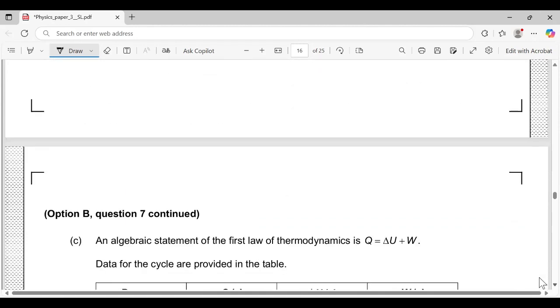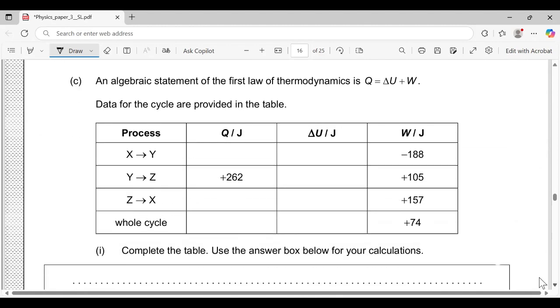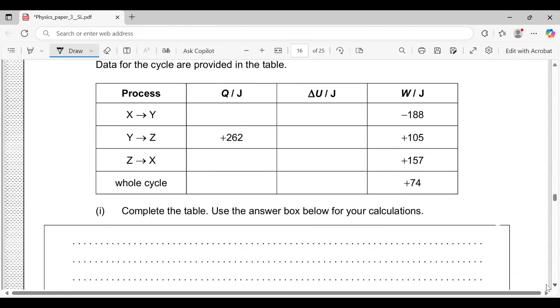Next question. An algebraic statement of the first law of thermodynamics is Q equals delta U plus W. Data for the cycle are provided in this table. Complete the table. Use the answer box below for your calculation. First, the process X to Y.